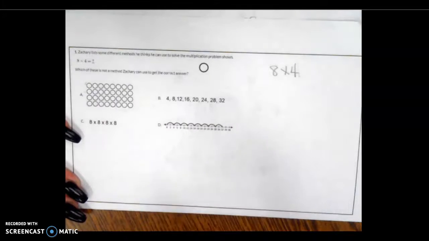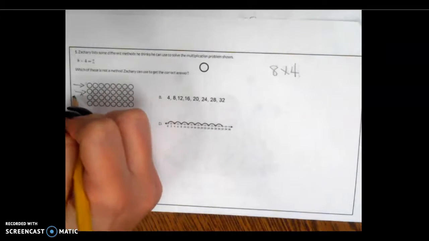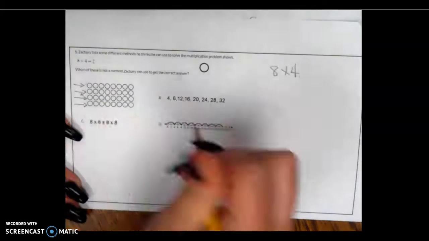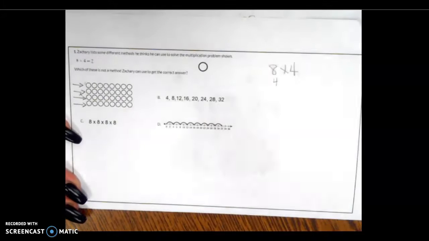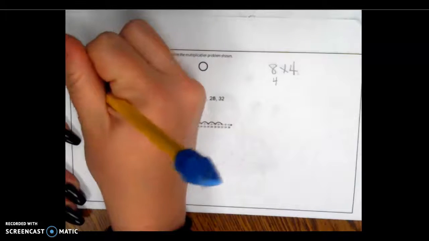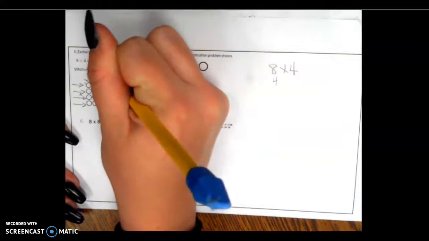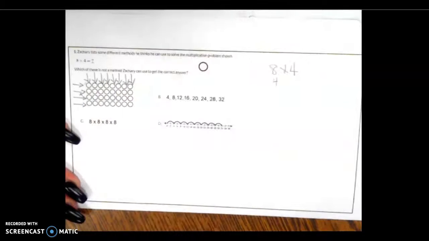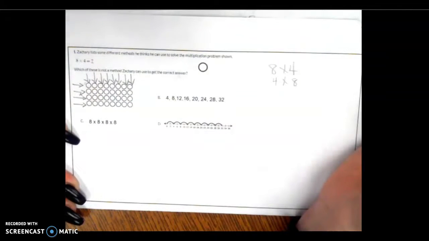If you said an array, you're right. So how many rows do we have? Let's count. 1, 2, 3, 4. Okay, so we have 4 rows. So let's write that over here. 4 rows. How many columns do we have? Well, let's count. 1, 2, 3, 4, 5, 6, 7, 8. So we have 8 columns.